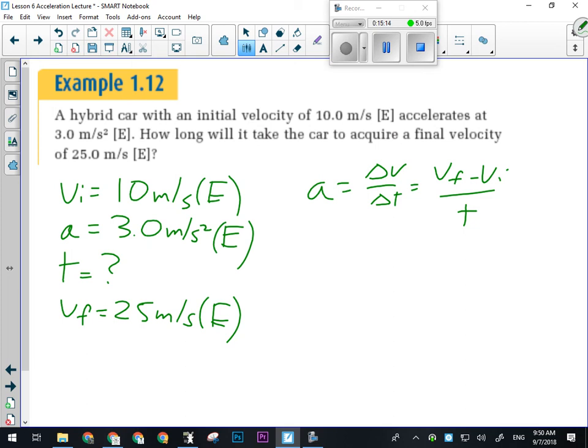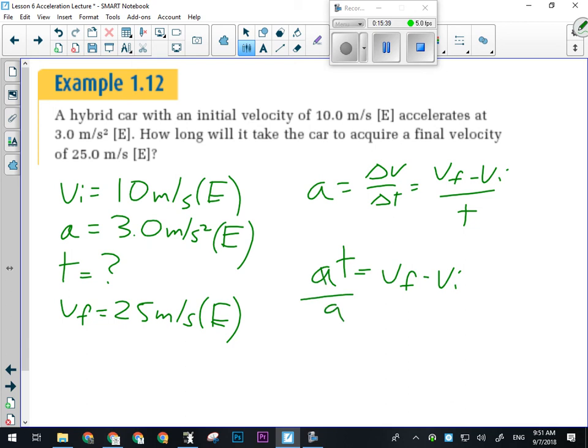Right now, T is on the bottom of that equation. I cannot solve for it there. So how do I get it to the top? Multiply it. Yeah, so I'm going to bring it over here. So I'll have A times T equals VF minus VI. In other words, acceleration times time equals the change in velocity. Now, I want time by itself, so what do I do with A?